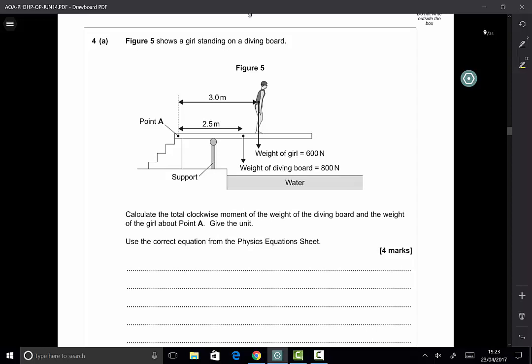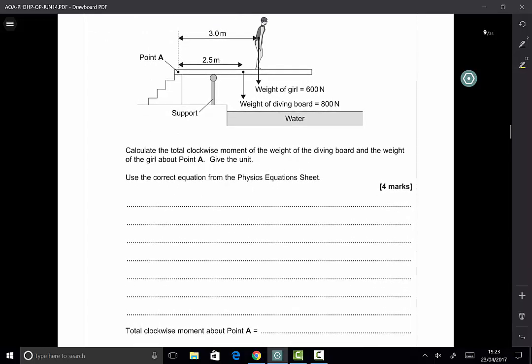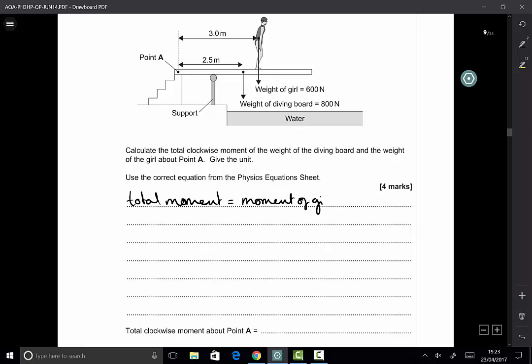Question 4. Figure 5 shows a girl standing on a diving board. Calculate the total clockwise moment of the weight of the diving board and the weight of the girl about point A and give the unit. So, the total moment is going to equal the moment of the girl plus the moment of the board.